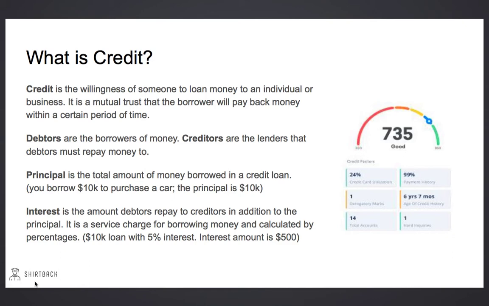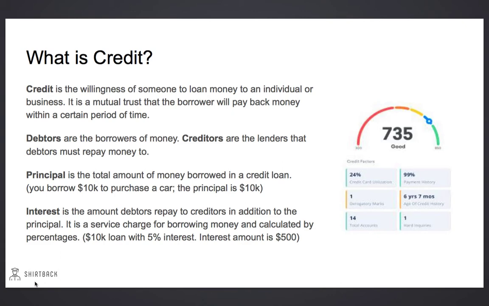Debtors are the borrowers of money. They can be individuals or businesses. Creditors are the lenders that the debtors must repay money to. A creditor can be an individual, a family member, a bank, or a business.